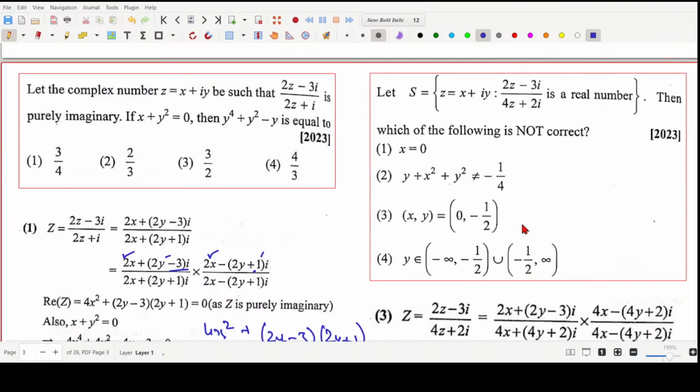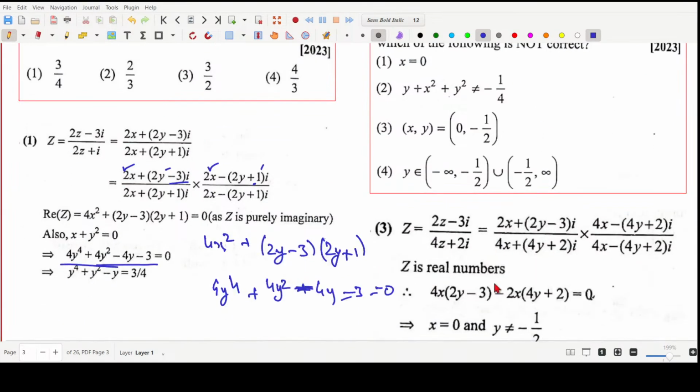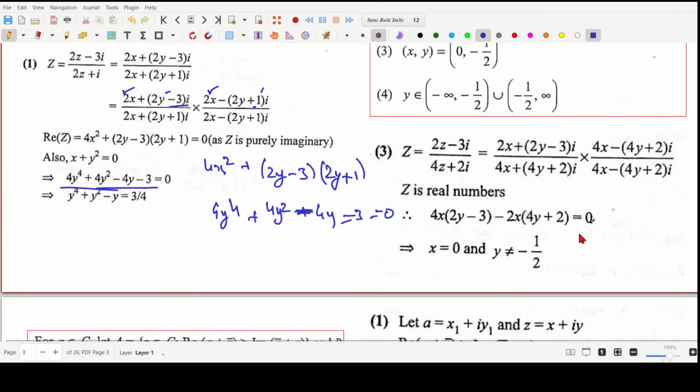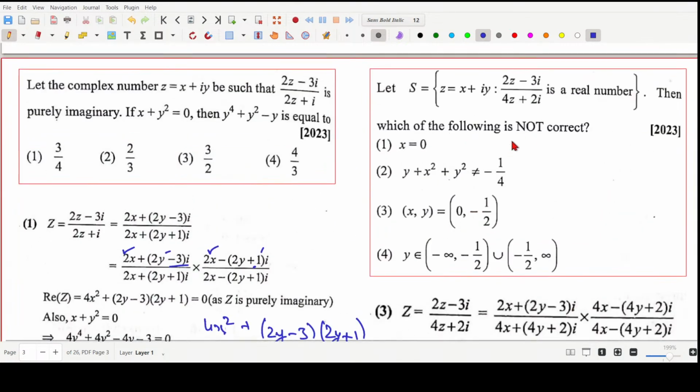Now he is saying which of the following is not correct. Will you try this? Just try this now, 2 minutes. You have to equate the imaginary part to 0. Imaginary part to 0 and you will get some condition. And in that condition, which of the following is not fitting? Yes, sir.